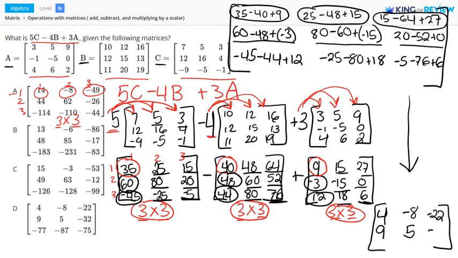20 minus 52 plus 0. This is negative 32. And for the third row, negative 45 minus 44 plus 12. This is negative 77. Negative 25 minus 80 plus 18. This is negative 87. And then the last entry, negative 5 minus 76 plus 6. This gives us negative 75. So this here is our final answer, and this is letter D.